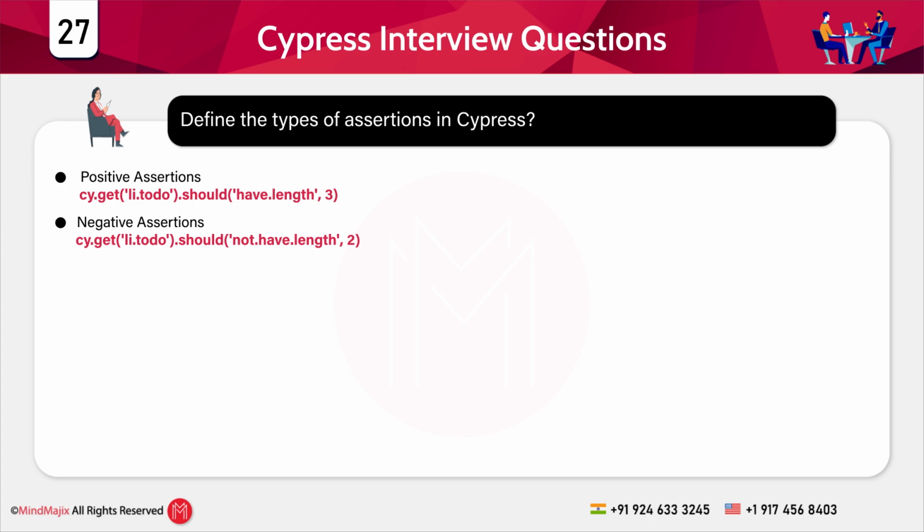So in this particular positive assertion, you are trying to check whether the length is equal to 3 or not. And in negative assertion, you have specified cy.get li.todo, and then inside the should you have not have length, and then you have specified 2. Okay, so this was just an example of positive and negative assertion.